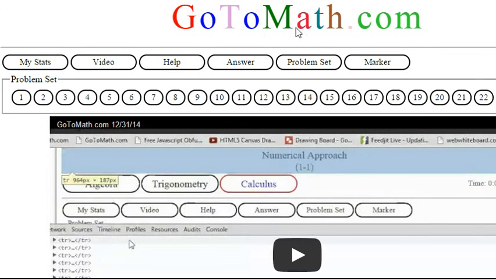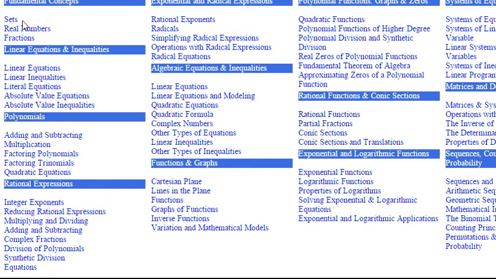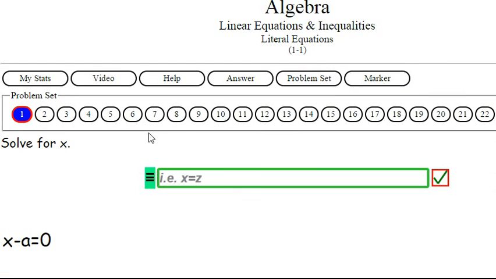Okay, we're here at GoToMath.com. We need to go up here, which you can't see. I have made some changes to the website and am always trying to improve. We're looking at literal equations, and let's go down to this one here.